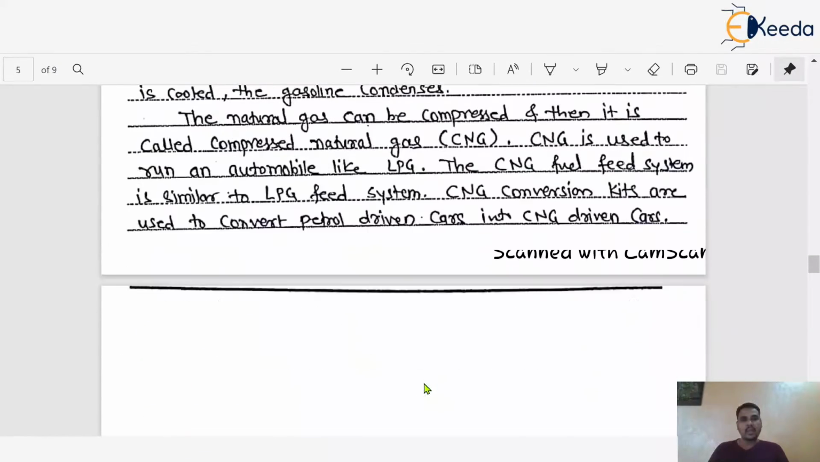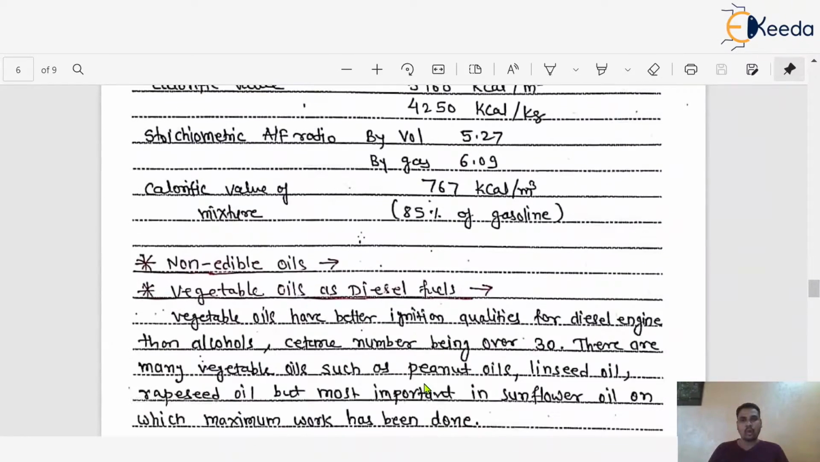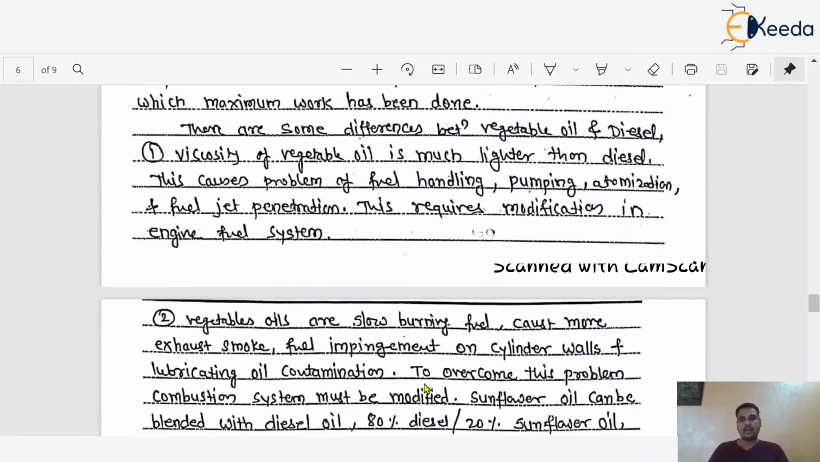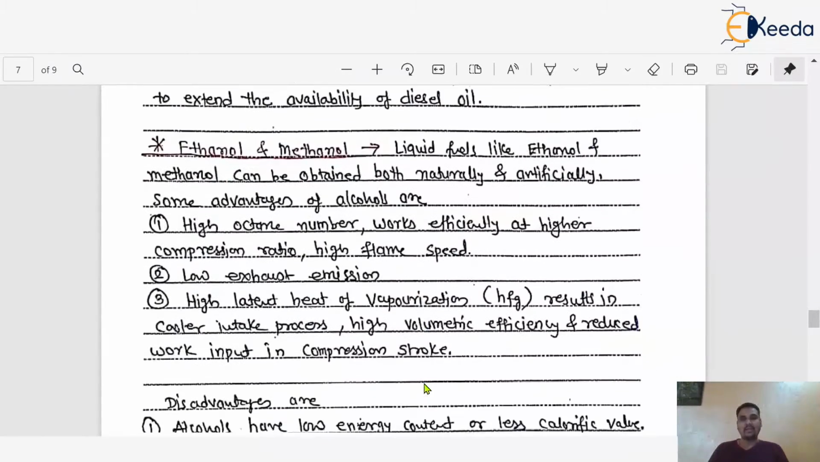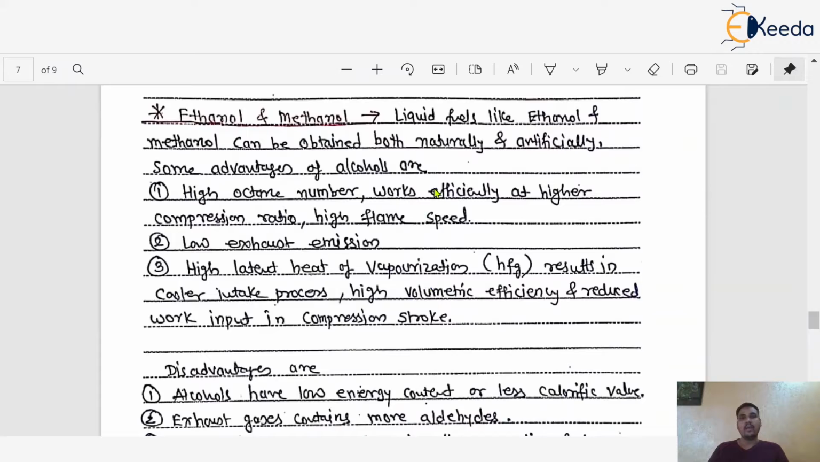Specifically, one of the very good alternative fuels, and one of the important future fuels when compared with other fuels, is alcohol. Alcohols are available in two forms: one is ethanol and the other is methanol. These liquid fuels can be obtained both naturally and artificially.